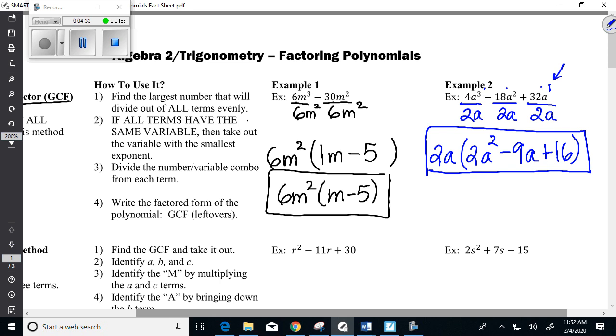Now remember, GCF is the first method of factoring. We could always have to do other methods if they apply. So that's factoring method number 1.